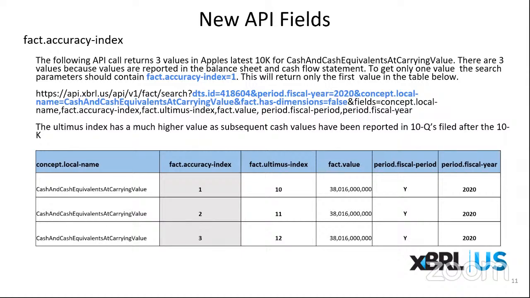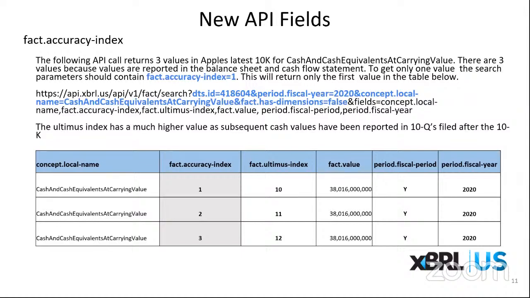So, in the queue, this value for 38016 has been reported 9 times in filings subsequent to the 10K coming in. And this is an Apple 10K, so it was filed 12 months ago or 9 months ago. So there have been queues that have been reported, and they've reported the same value. So what the fact Ultimus index does is it basically just tells you how many times that fact value has been reported and what instance of it has been reported.